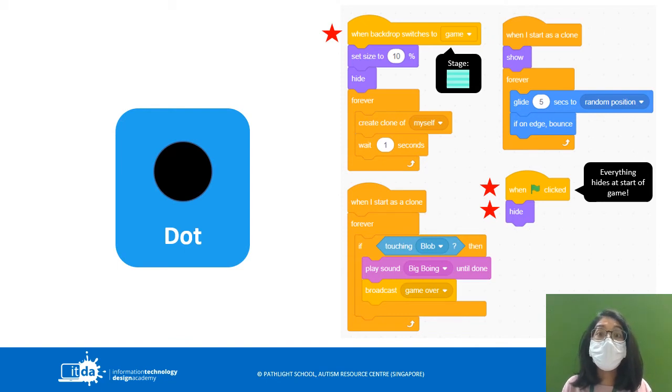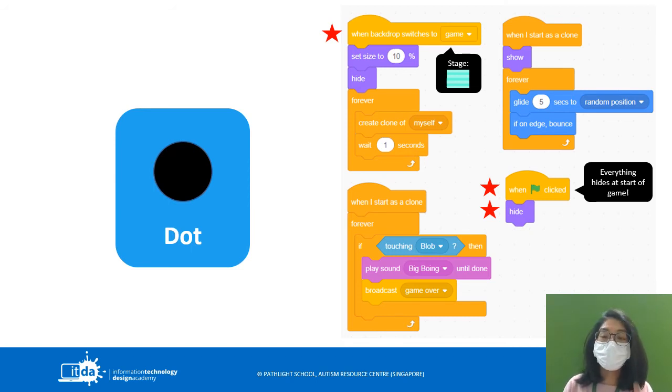And then something new you need to add for your dot sprite is the hiding code. When green flag clicked, hide. So this will hide your dot sprite at the start of the game as well. Very simple. You don't need to recode, just modify and add in the tiny ones.